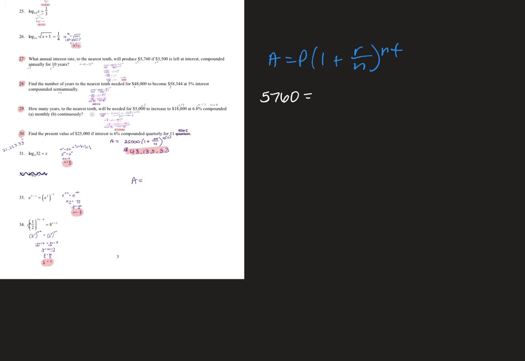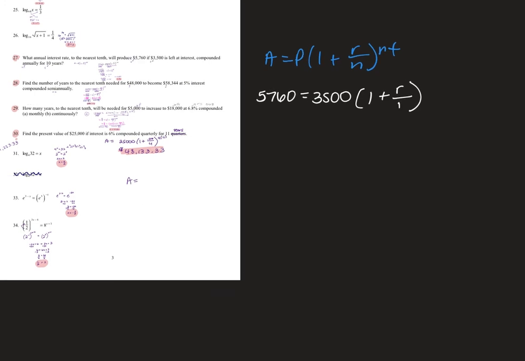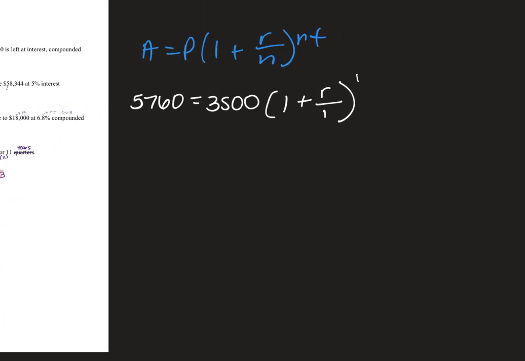From the information, I know that 5,760 is the A, 3,500 is the P, and 1 plus the rate is what I don't know. The N is number of times a year, and if it's annually, that's once a year. And it says for 10 years. So number of years times the number of times a year. All right, so I can actually write 5760 equals 3,500 times 1 plus R over 1, I can simplify that to just 1 plus R, and then to the 10th. So I just made it a little bit easier because dividing by 1, it goes away.